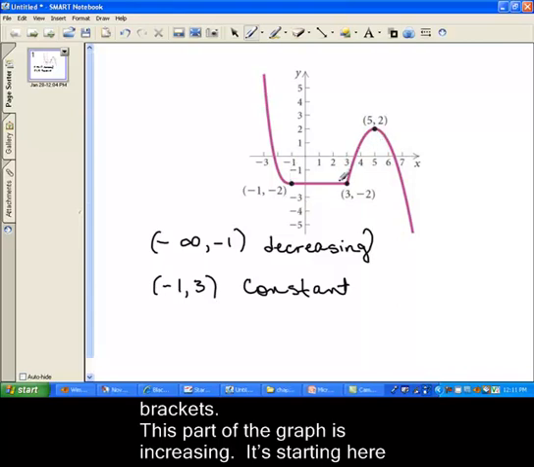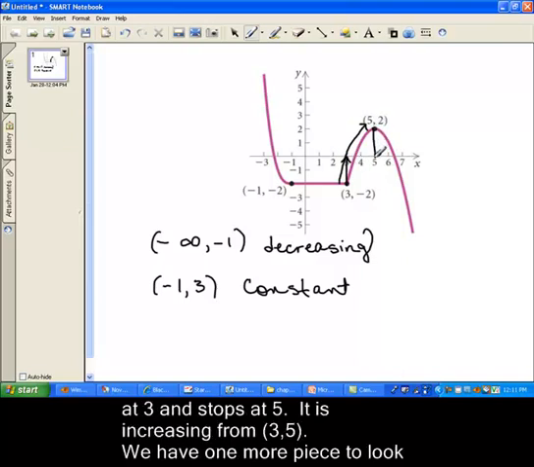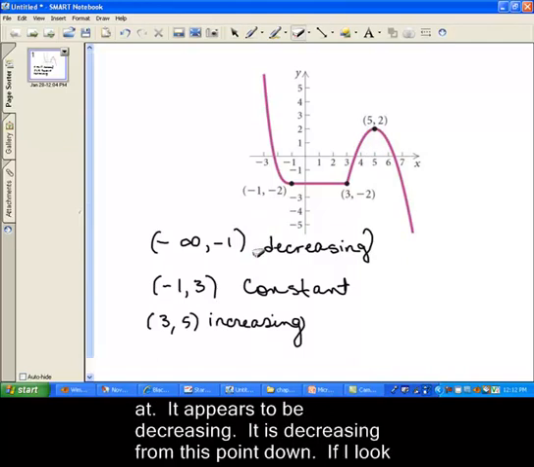This part of the graph is increasing. It's going up. It's starting here, and if we look at the X value, it's starting right here on 3, and it stops here, which is on the 5. So it is increasing from 3 to 5. We have one more piece of the graph to look at on this far end on the right.